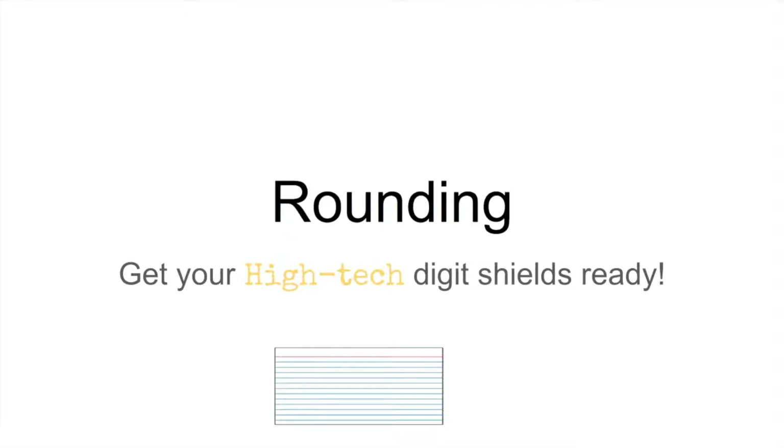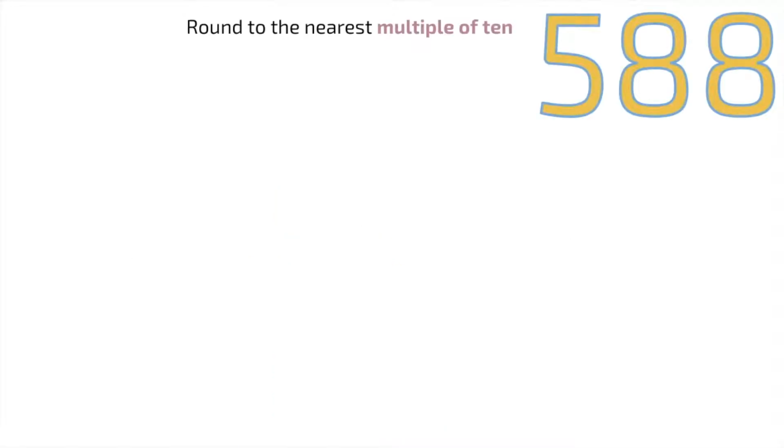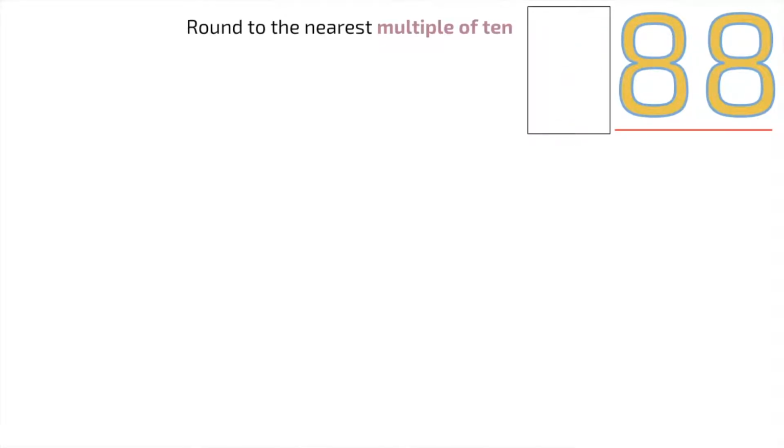Welcome to the rounding video, round 2. 588. We're rounding it to the nearest 10, so I need to underline everything up to the tens place. And since I'm not using that 500 right now, I'm going to use my high-tech digit blocker and put it out of view. I need to come up with my number line.